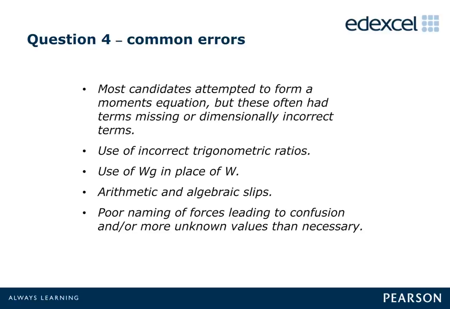To summarize, the most common sources of error for candidates in answering this question. Most candidates attempted to form a moments equation, but these often had terms missing or dimensionally incorrect terms. There were also some trigonometric errors in the resolving. Use of incorrect trigonometric ratios. Some candidates found the angle and then used decimal approximations to the trig ratios. Others were confused by the use of 5 and 3 and assumed that 4 must be involved somehow as well.